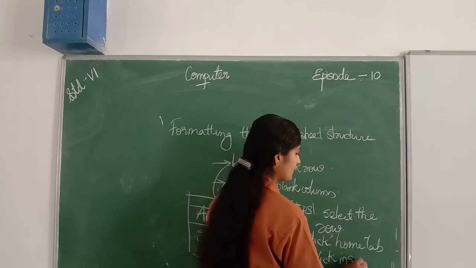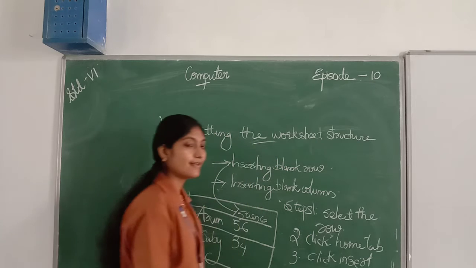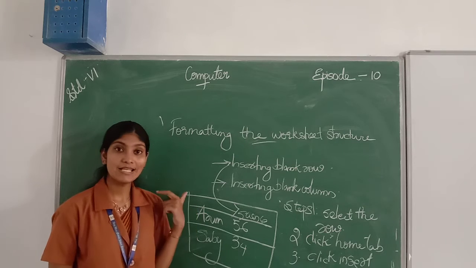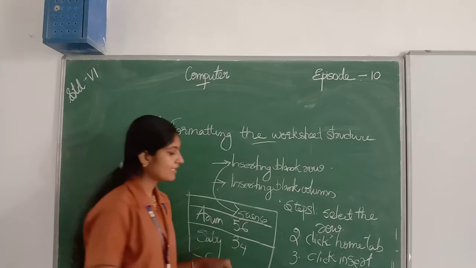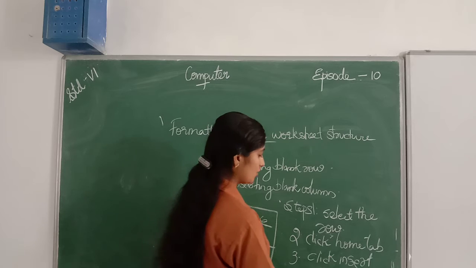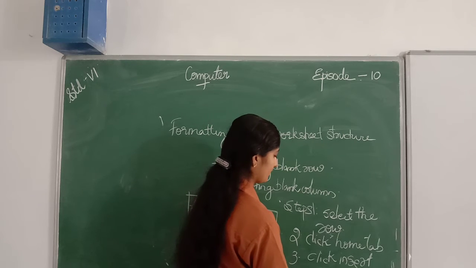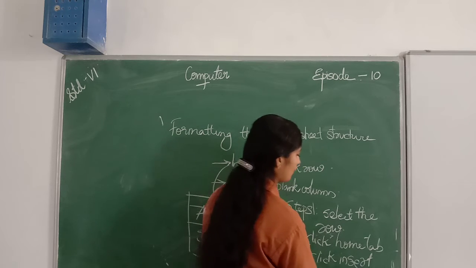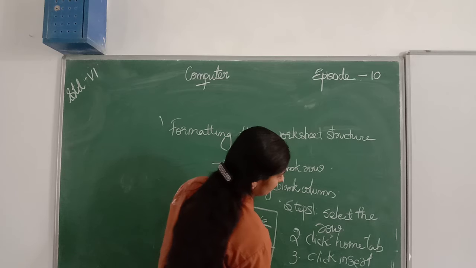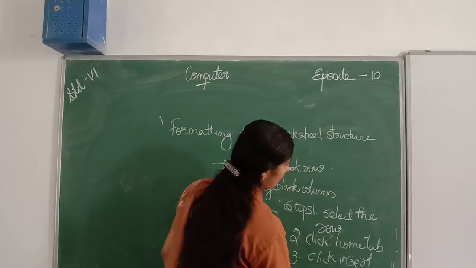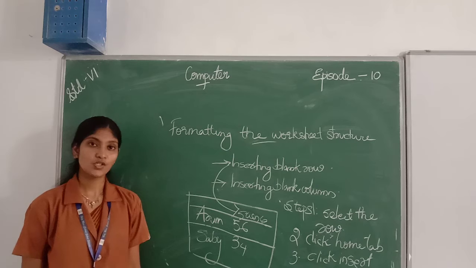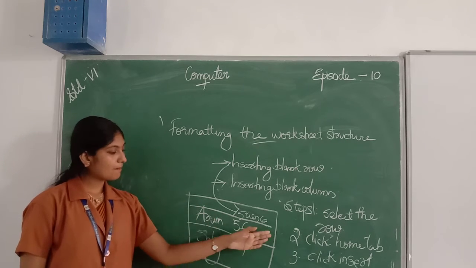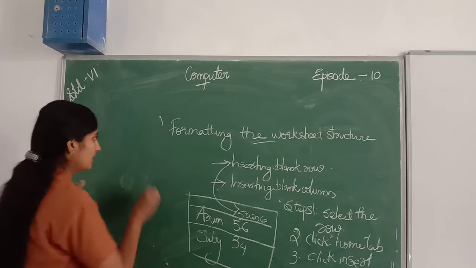There are some options like insert sheet row, insert sheet columns, etc. We want to insert a blank row, so select insert sheet row. Then finally a blank row will appear before Arun. So finally it becomes like this.